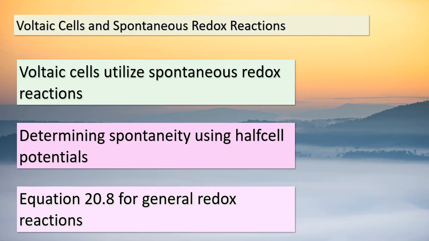And guess what? We have equation 20.8 to aid us in this journey. This equation is a powerful tool that helps us assess redox reactions, not only in voltaic cells but in various contexts. It's formulated as follows: E degree equals E degree of the reduction process, minus E degree of the oxidation process. This equation provides insights into whether a given redox reaction will proceed spontaneously. Let's delve deeper into the application of this equation and its significance in understanding chemical reactions.